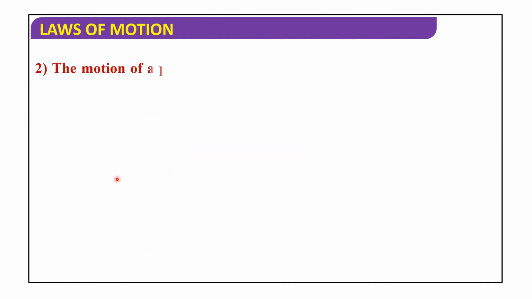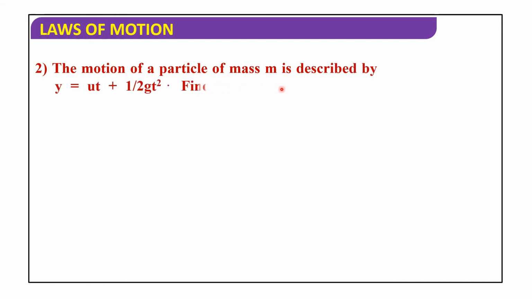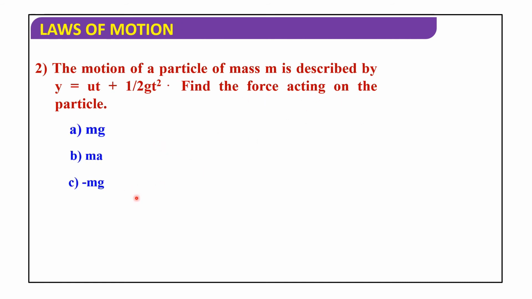Okay, next one. The motion of a particle of mass m is described by y = ut + ½gt². Find the force acting on the particle. Options: mg, ma, minus mg, minus ma. Here the force acting on the particle is mg.